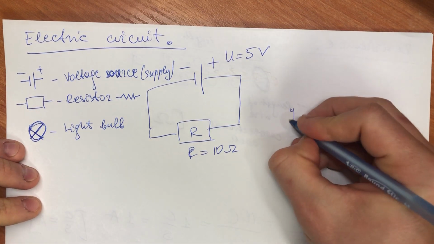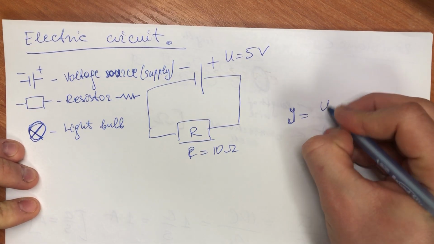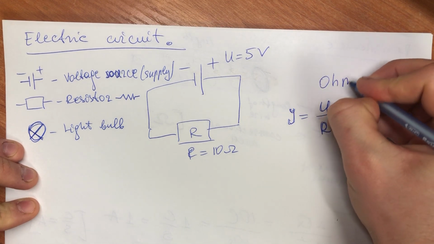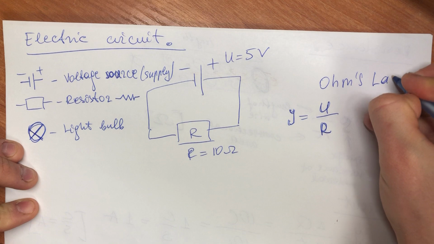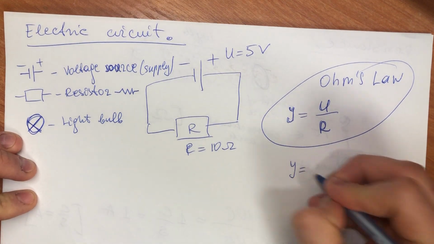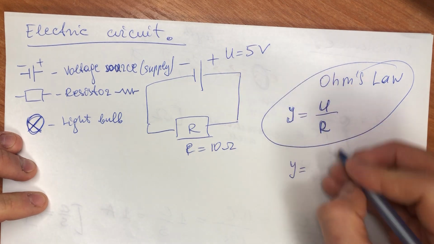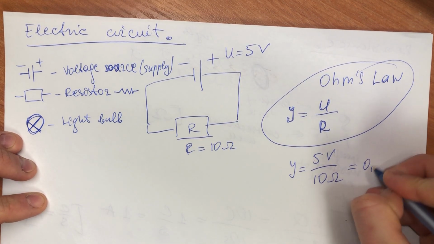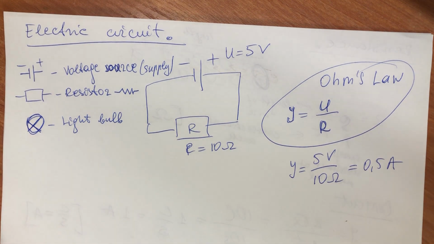So Ohm's law says that current is equal to voltage divided by resistance. This is what you need to know, Ohm's law. By saying this, it would be 5 volts divided by 10 ohms, and it would be 0.5 amperes. So this is the very basic circuit.